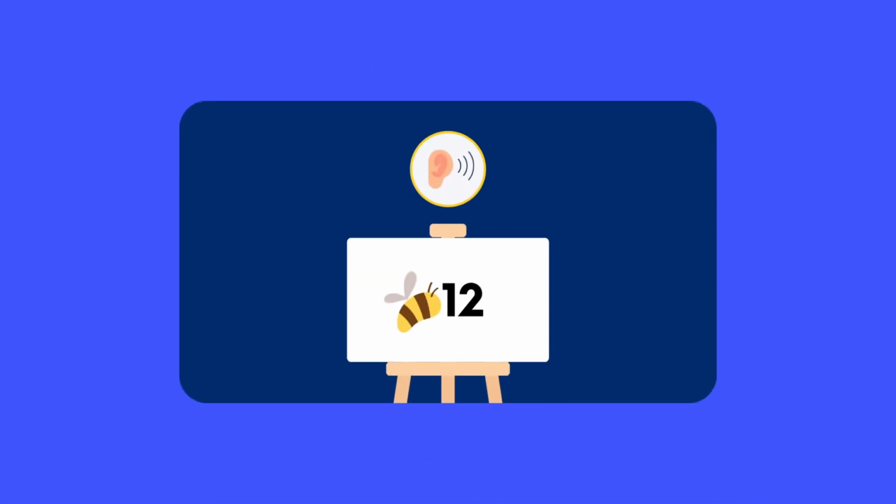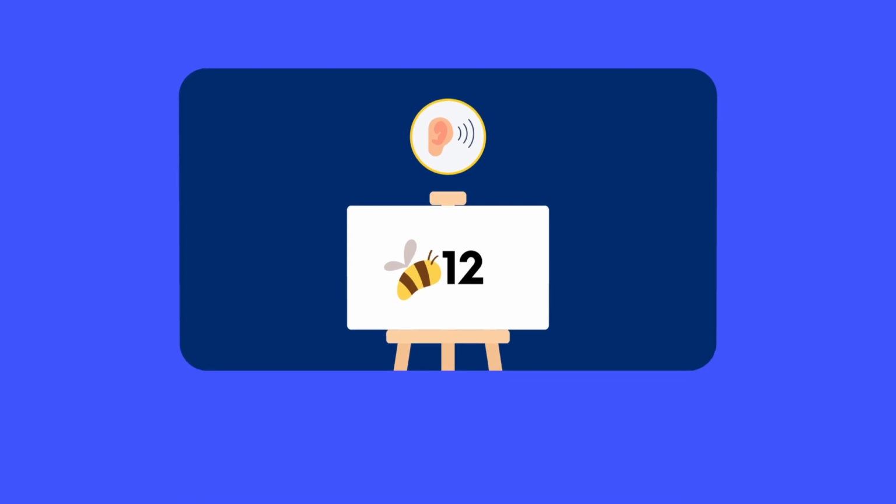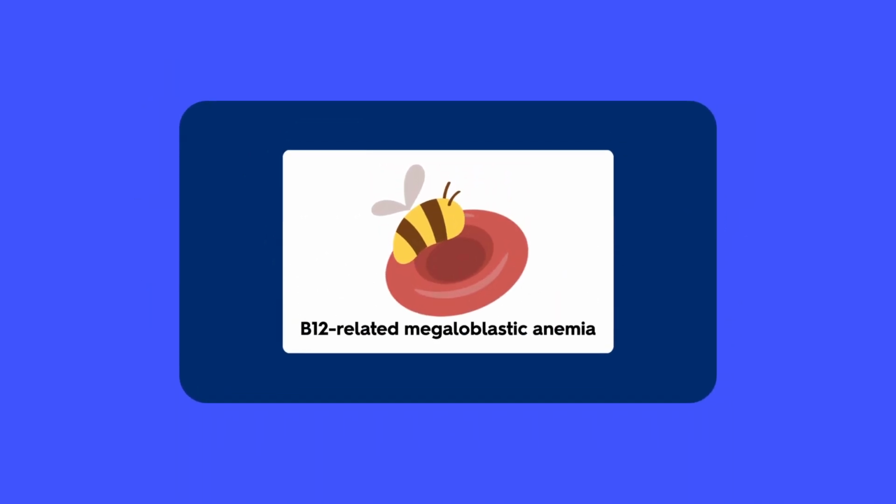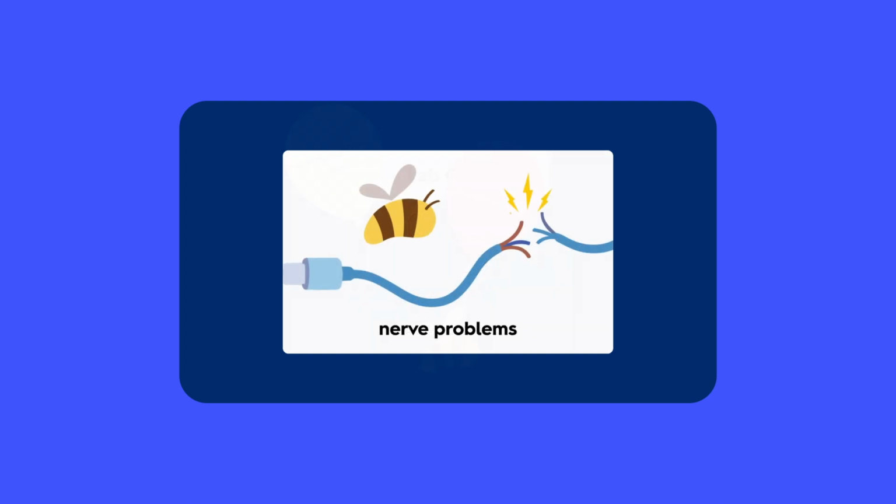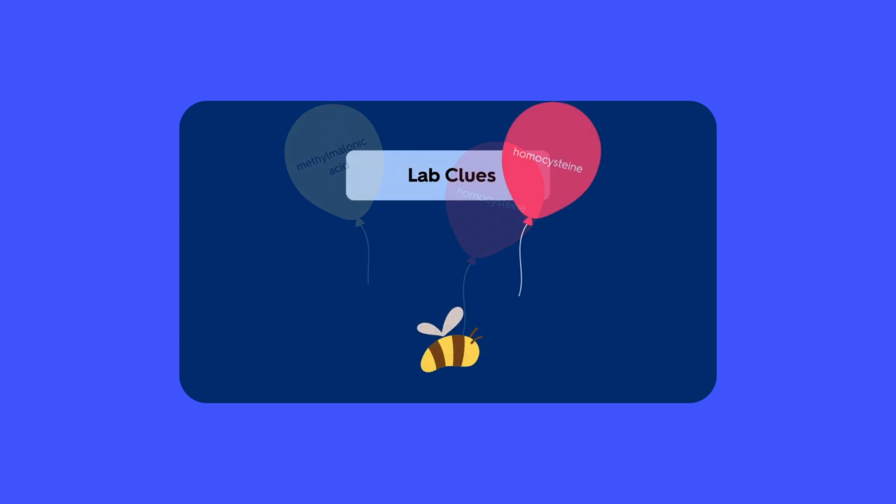Now the mnemonic is complete. The B reminds us of vitamin B12, and each image part stands for one key fact: anemia, sore tongue, nerve problems, and two lab clues that can go up.